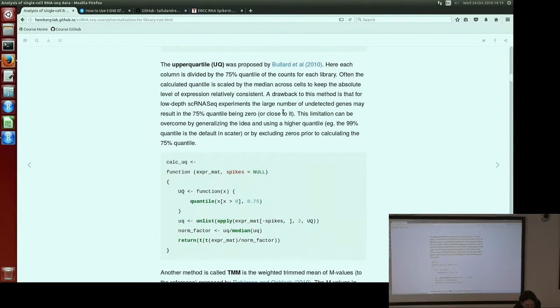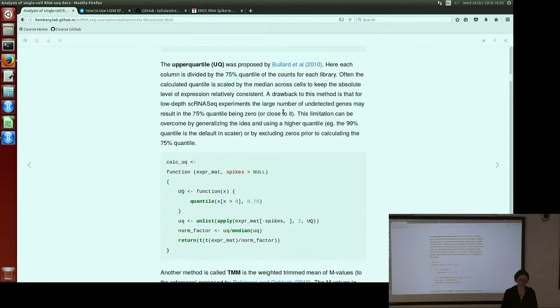There's another method based on the upper quartile, which is very similar. You take the whole distribution of expression values for each cell and find the upper quartile, the 75th percentile of that, and use that as your normalization factor. Again, we have a problem: if you have a large number of zeros in your data set, sometimes this upper quartile can be 0, and you can't divide by 0, so you can't use this normalization.